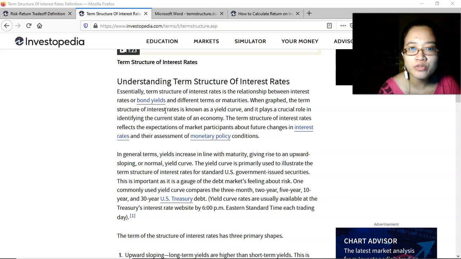When graphed, the term structure of interest rates is known as a yield curve. So essentially, you're just comparing how much is the return or the yield on the different types of investments with different maturities or terms. All right. It plays a crucial role in identifying the current state of an economy. The term structure of interest rates reflects the expectation of market participants about future changes in interest rates and their assessment of monetary policy conditions.